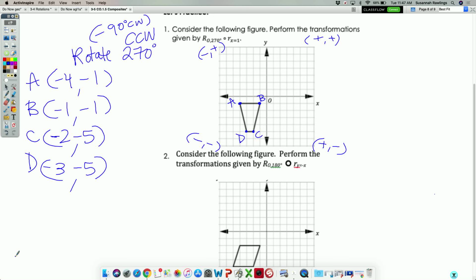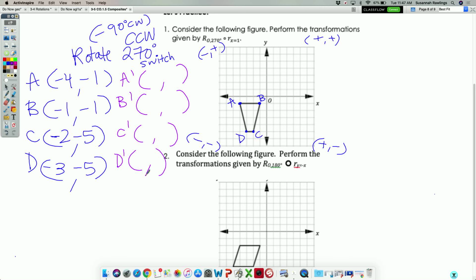So remember the rule for rotations? You're going to match the quadrants, but what do I have to do with my x and y? Switch them, right? So we're going to switch our x and y here, or flip the point if you want to think about it like that. I'm going to pick a new color for my single primes. I know this is tedious, but it really does make a difference in the long run if you use your coordinates there.